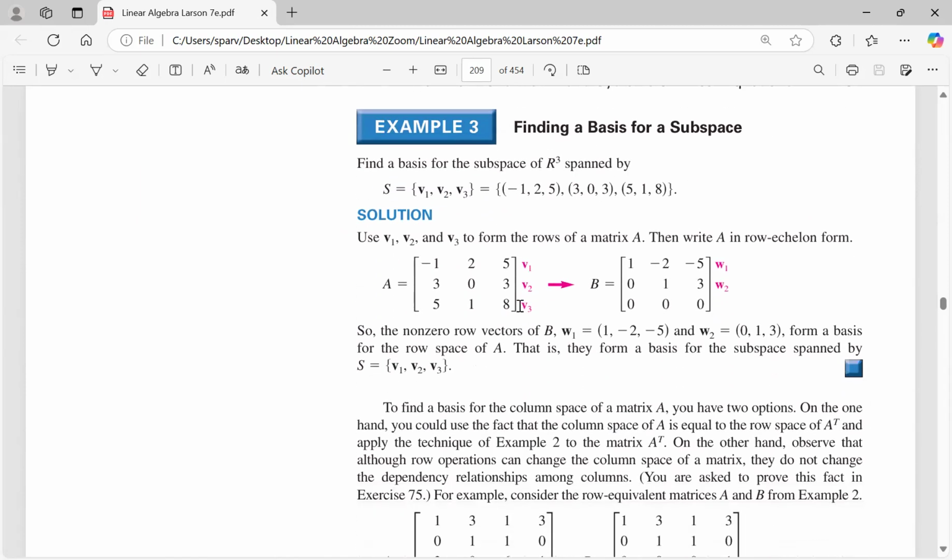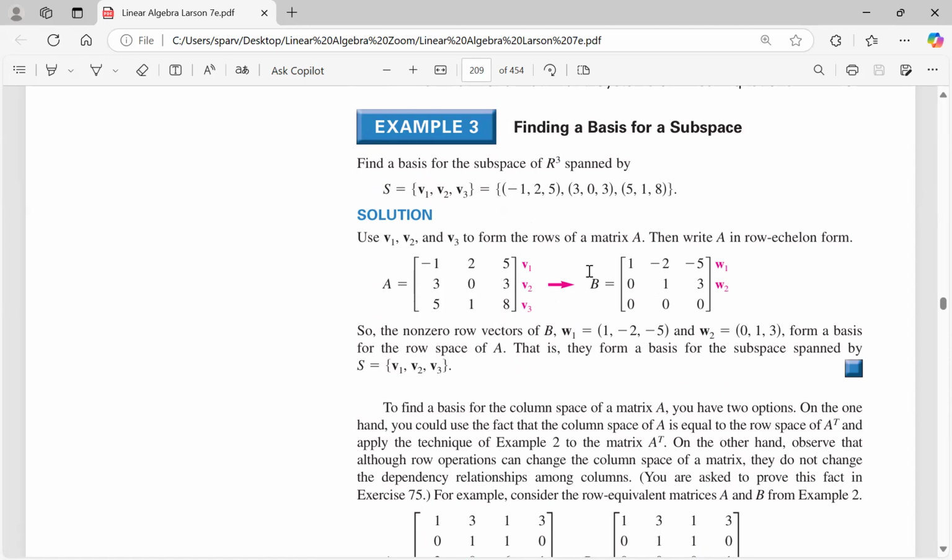So now let's see. For this one, again, you want to find the basis for the subspace R cubed spanned by these vectors. In other words, these three vectors explain every vector in that R3. Okay, so because these are rows, you set up the matrix. Each vector is a row vector. So first, V1 is the first row, V2 the second row, V3 the third row.